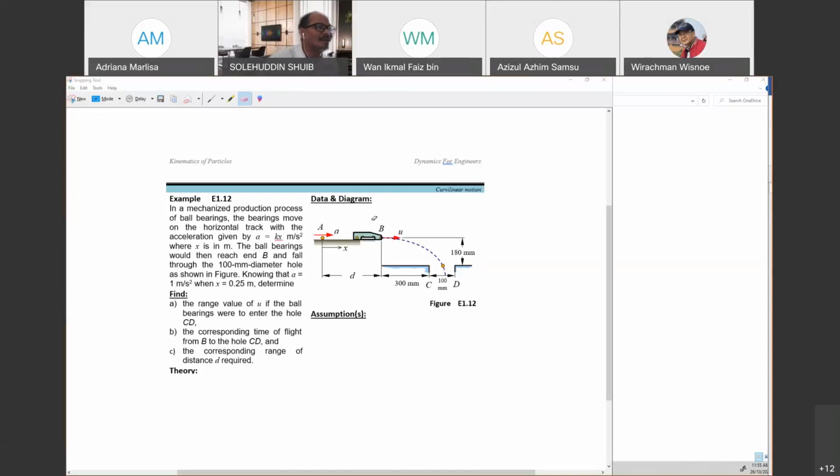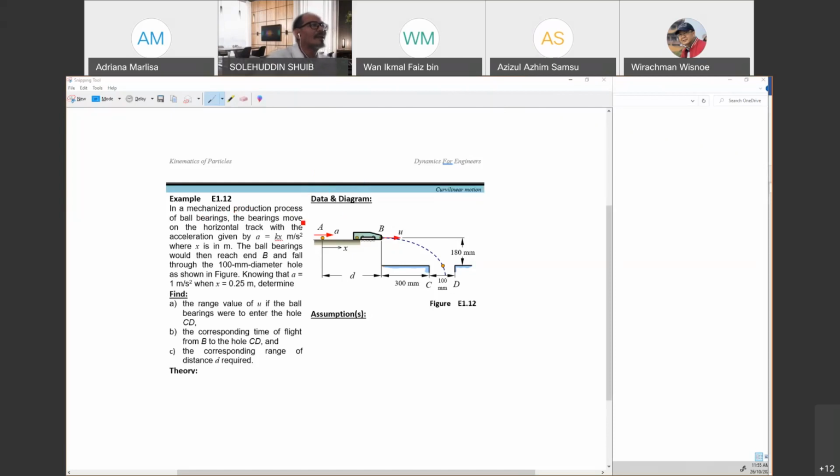Okay, now we are going to go through this example for the second session of my tutorial class. I give you 1 minute to go through this example statement. So, in this example, we are dealing with mechanized production process.